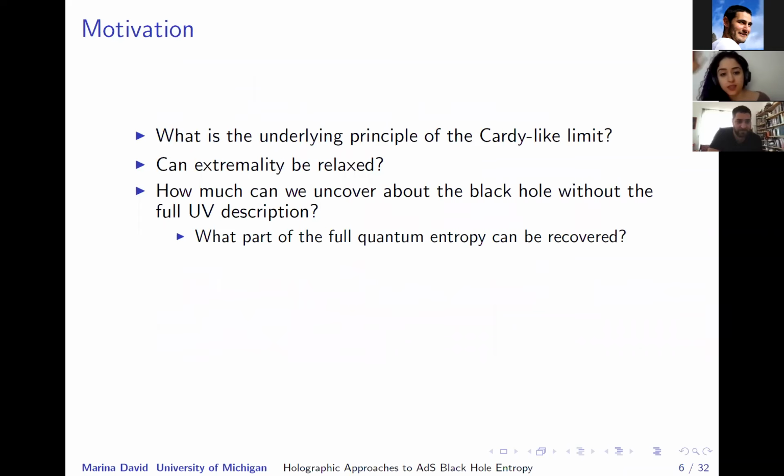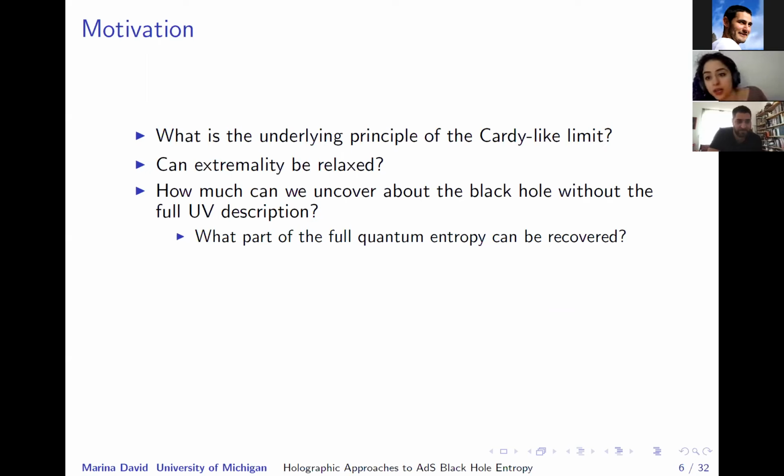So giving this a little bit of story and background, our work was to try to answer the following questions. First, what is the underlying principle of this Cardy-like limit that was successful in computing the black hole entropy in AdS5 and later in other dimensions? Can extremality be relaxed? All of these black holes were in the supersymmetric and extremal limit. So our question is, can extremality be relaxed? And I'll explain a little bit more about extremal black holes.